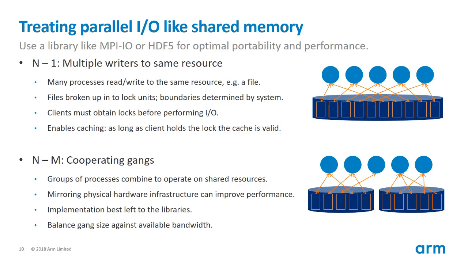There's also an N-to-M scheme where gangs of processes will cooperate to write sets of files. And you can use this approach to balance the responsibilities between the application and the I/O system. This is also a good way to mirror the physical infrastructure of many HPC systems where a single I/O node serves many compute nodes. If you select an appropriate gang size, you can easily balance the load across the different I/O nodes. Now, there's no clear best approach for parallel I/O.